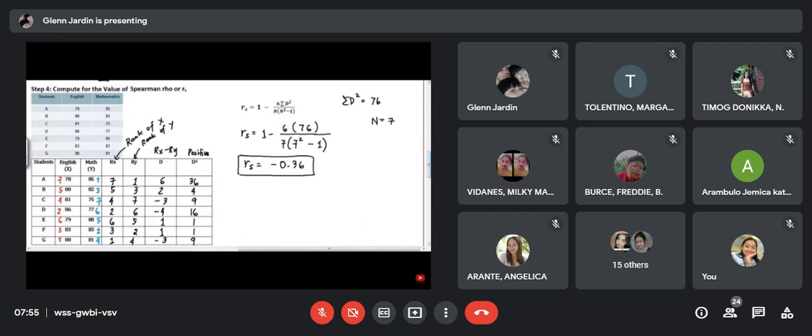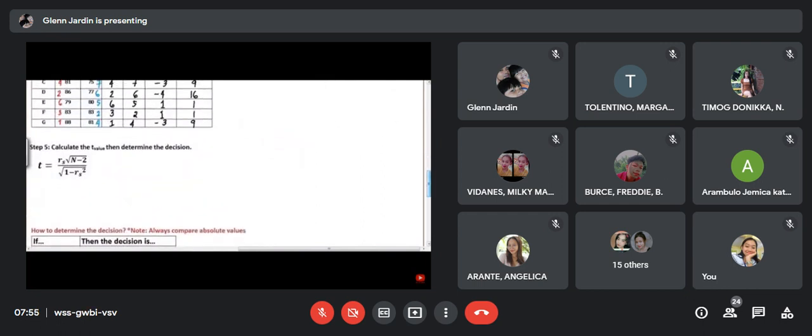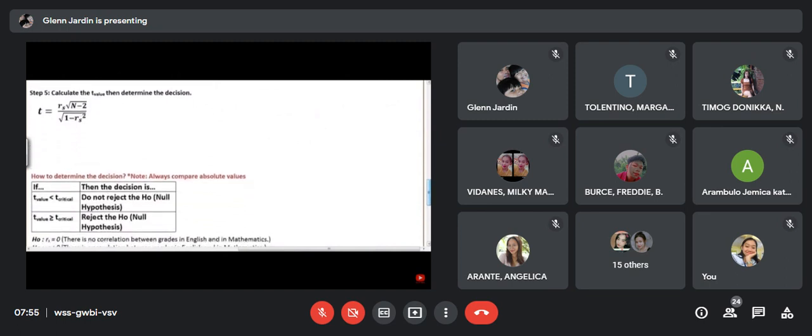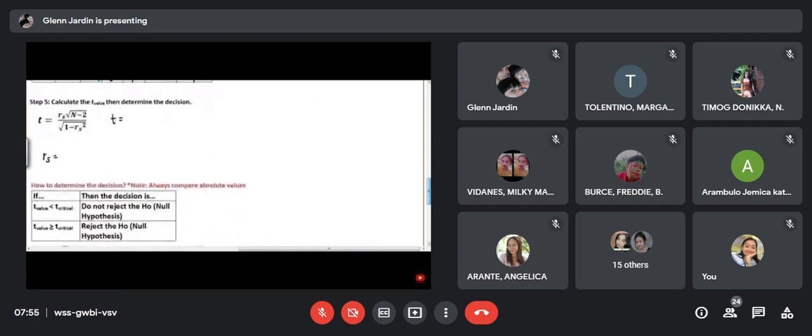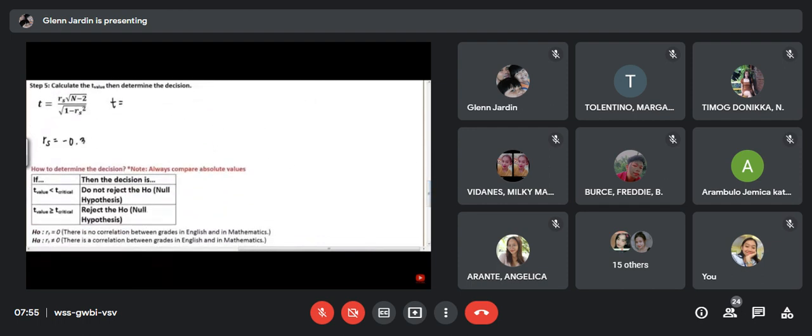Proceed muna tayo sa step 5. Mamaya natin gamitin yan kung para saan yan. So, step 5, computing na natin yung t-value. Okay? And then, compare na tayo ng values, tapos mag-decide na tayo kung sino ang magiging sagot, si HO ba or si HA. Okay? So, computein muna natin yung t-value. So, ang na-compute natin na RS kanina is negative 0.36. Ayan. So, ang formula ng t-value natin, okay? t-value. Ayan. So, ang formula guys ay ito. Actually, same lang sila ng Spearman.